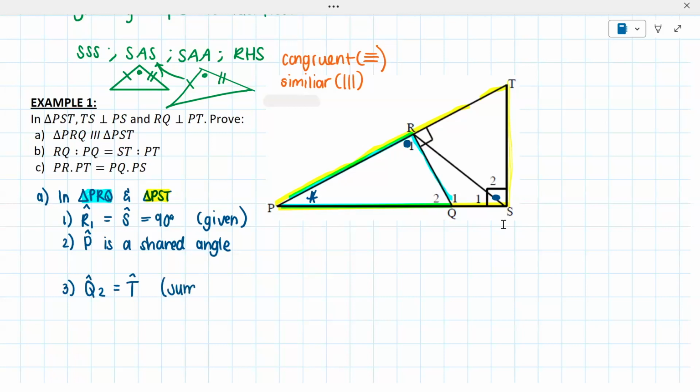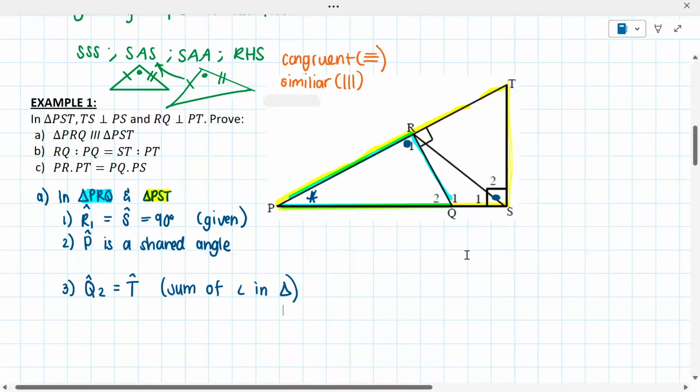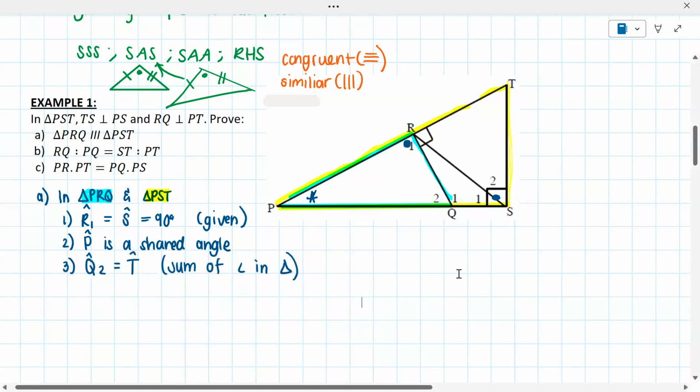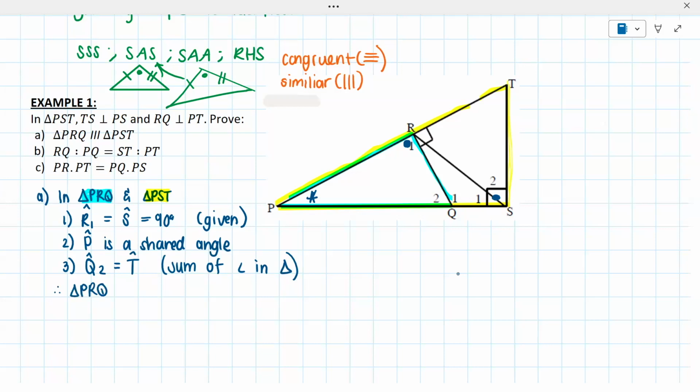is equal to angle T. And the reason for that, remember, is sum of angles in triangle. If you already know that all three of them must add up to 180, and if you already know two of the three, the third one then has to be the same in both of them. It's not possible for it to be anything else. So what we've now done is we've got our three angles. And so what we can now say is that triangle PRQ is similar to triangle.